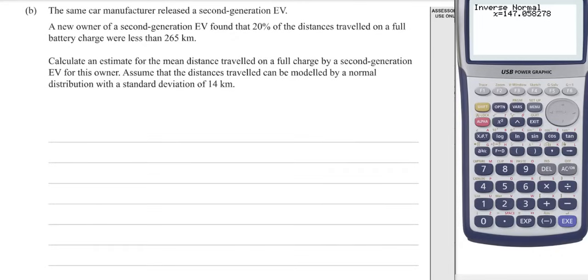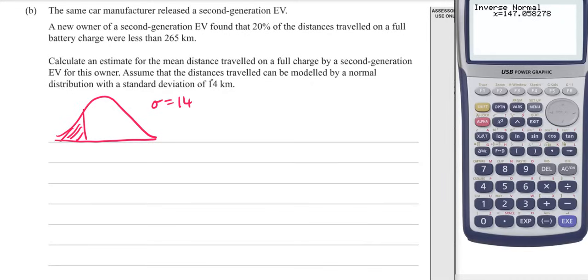Okay, now for this second type of one, we've got second generation EV. On this one, 20% of the distances travelled on a full battery charge were less than 265. So we've got our normal distribution. We've been told in this section that the standard deviation has remained the same.